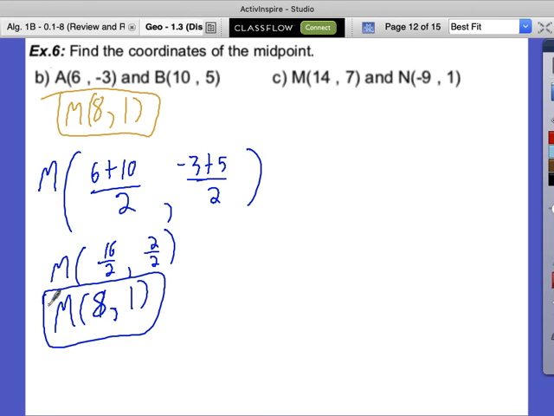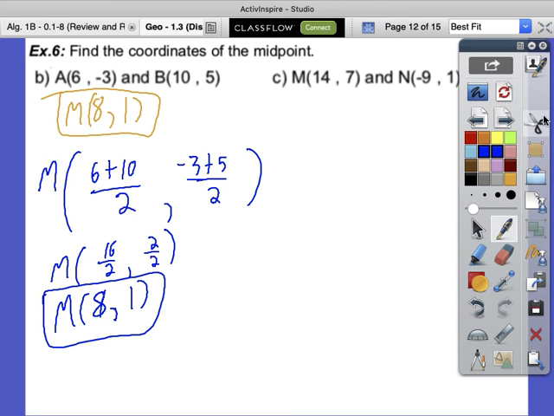One is doing the math by hand on paper. One is doing the math in your head. Questions on that? Whichever one of those makes sense to you is what I want you to do. Okay.